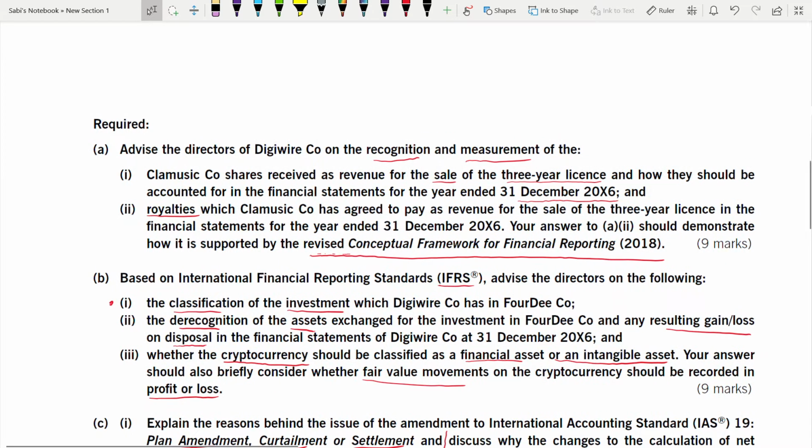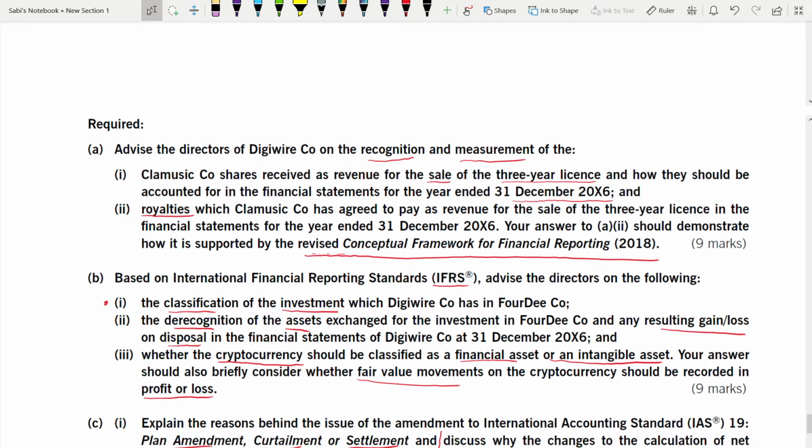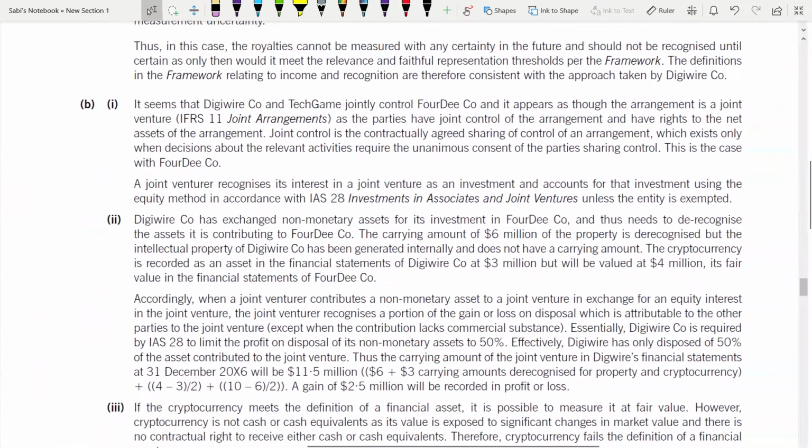Okay. So the first one is shares received as revenue for the sale of a 3-year license and how they should be accounted for in the financial statements. The royalty part I'm not going to discuss now. That is in the second part of it. First we are going to talk about the shares part. Shares received as revenue for the sale, how they are going to be accounted, recognized and measured.